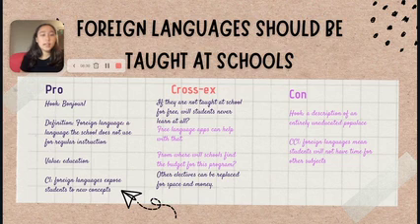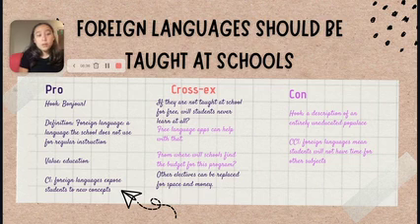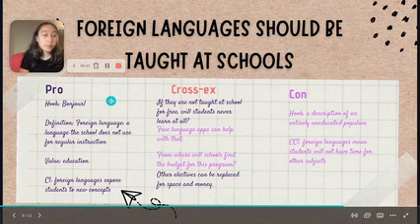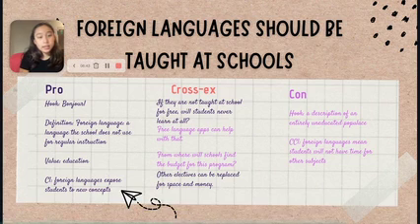Now, let's look at just an example resolution, which is foreign languages should be taught at schools. And so let's look at the pro side first. Their hook was to speak in a foreign language, and their definitions were specifying that in this case, foreign language is just the language that the school doesn't typically teach in.